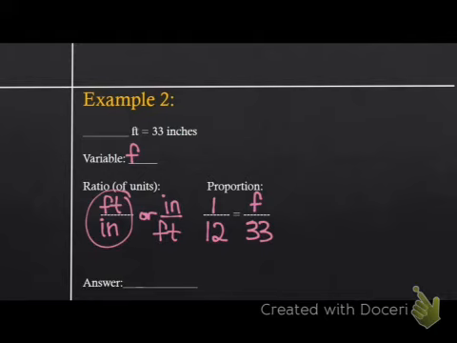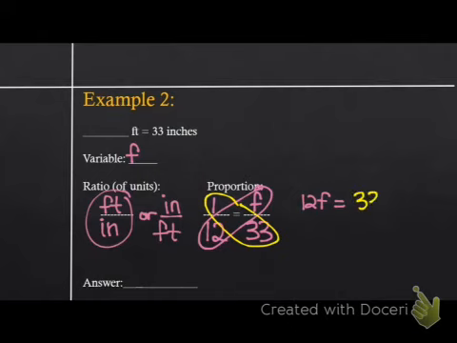We are trying to find our feet, so we will cross multiply. So I have my 12F, and then I have 1 times 33, we get 33. Our next step, we will isolate our variable. We're going to do our inverse, which is to divide. We're dividing both sides by our coefficient of 12. 12 divided by 12 gives me my F.